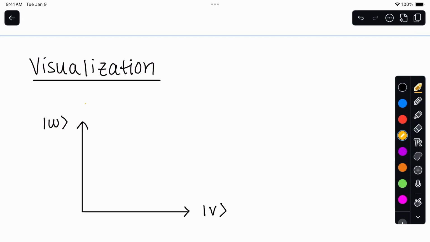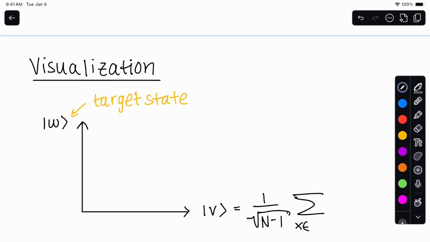We can visualize the action of the phase flip oracle. So if we have our target state being called W, we can create kind of an orthonormal basis by also considering V, which is everything but W. So we can write this out as 1 over the square root of n minus 1, times the sum of all bit strings of length n, which are not W.